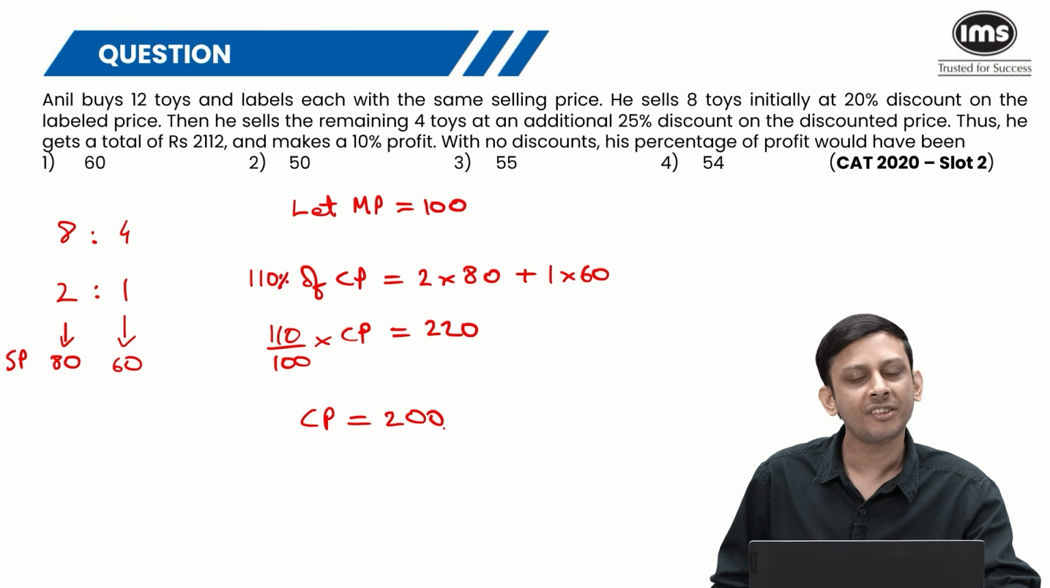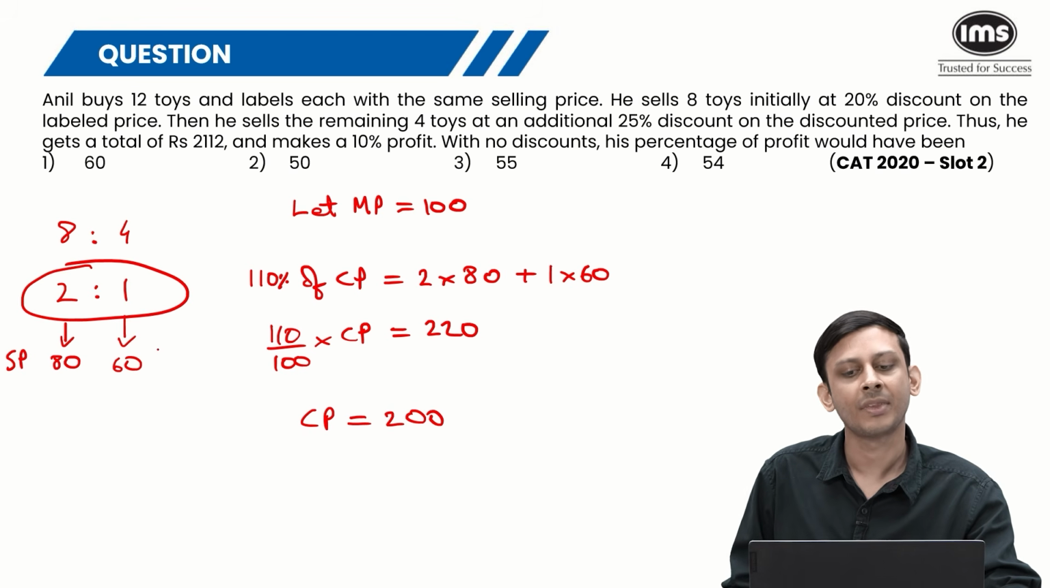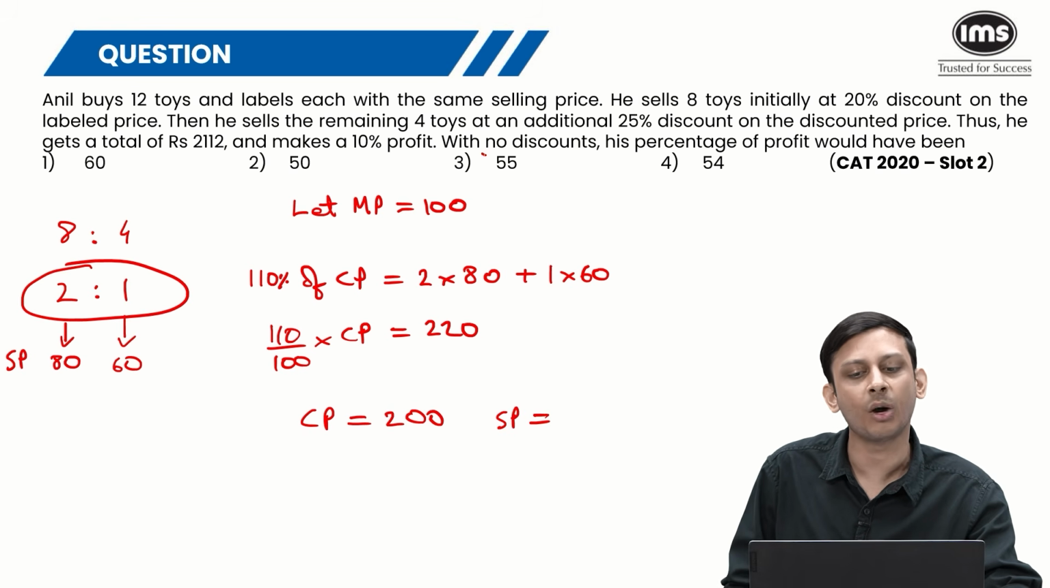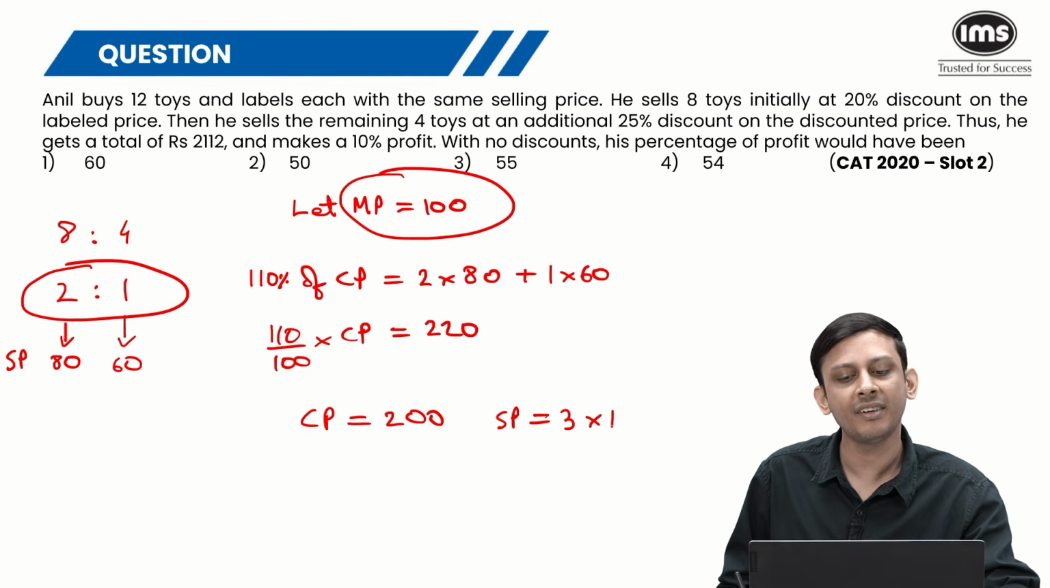And now cost price is 200 for all of these 3 units. So what will be the selling price of these 3 units if there is no discount? If there is no discount, we'll be selling them at the marked price of 100. And therefore selling price will simply be 3 into 100 for the 3 units. So that will be 300.